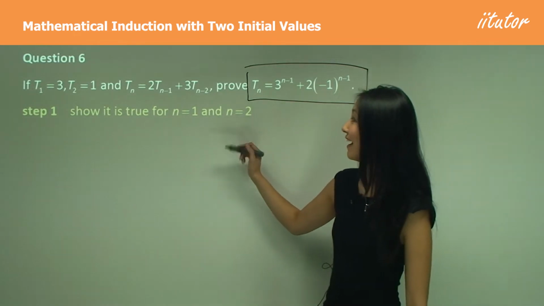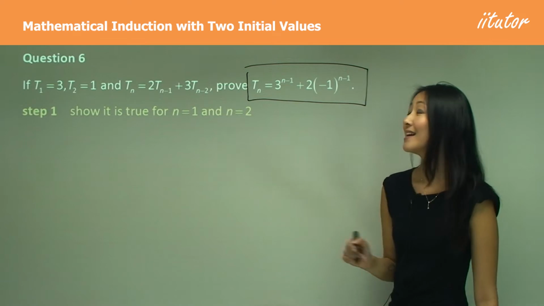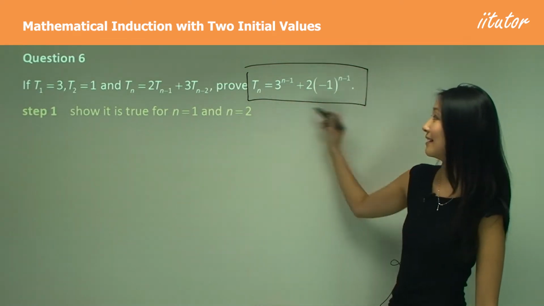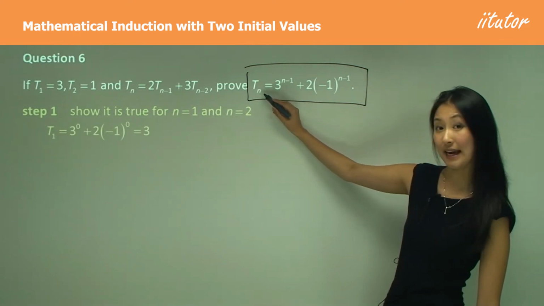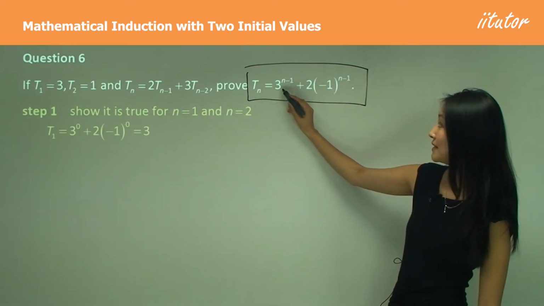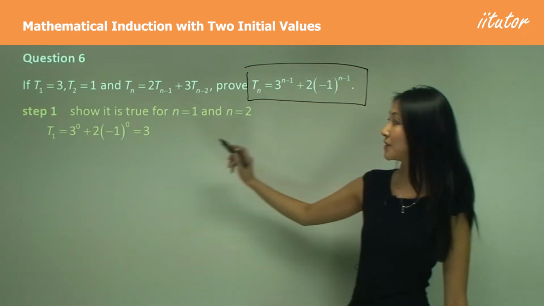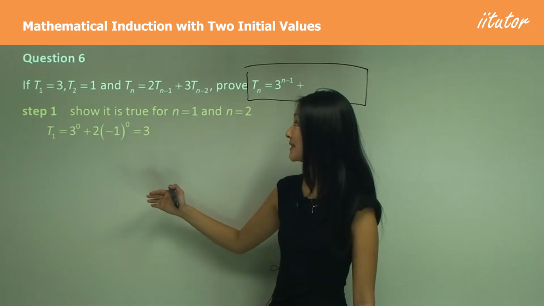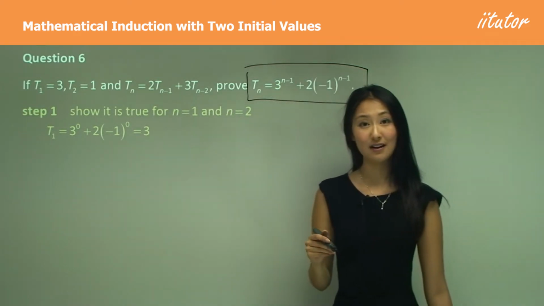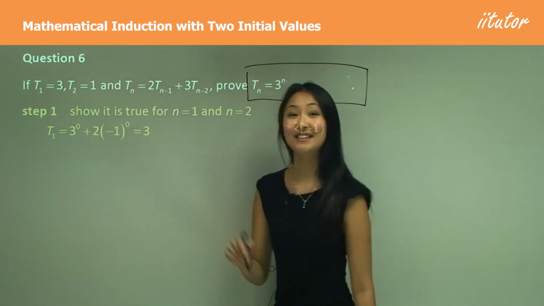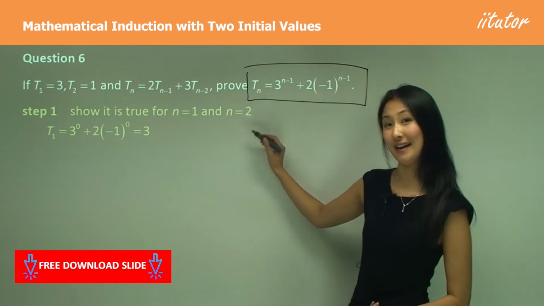So with that, what we know is that the first value we're given equals 3. So we want to prove using this that it does indeed equal 3. So we just substitute in T1, and so that becomes 3 to the power of 1 minus 1, which is 0, and this is 1 minus 1, which gives you 0 as well. So essentially you have 1 plus 2 times 1, which equals 3, which does equal what the initial value is said to be. So you can say that therefore this is true for n equals 1.